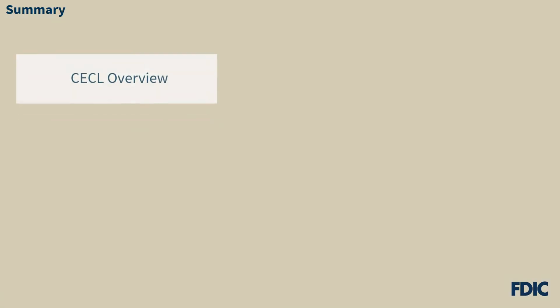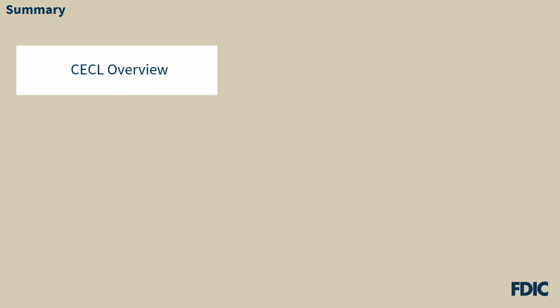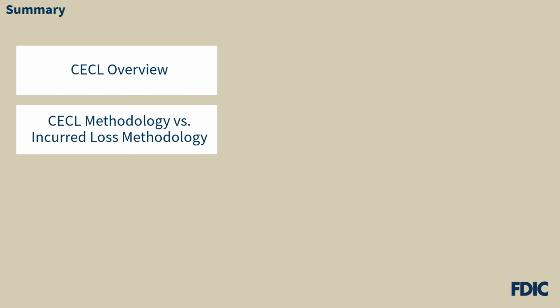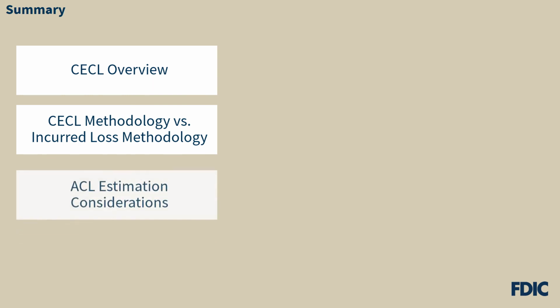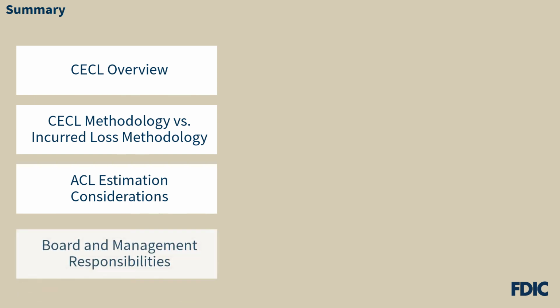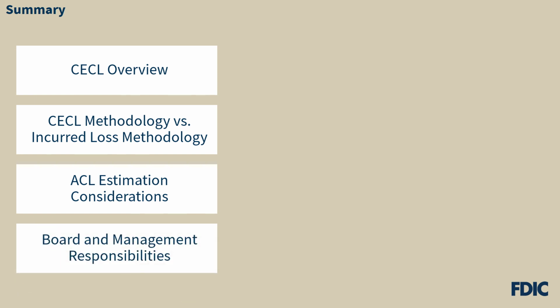In summary, in this video we provided an overview of CECL and reviewed how the CECL methodology differs from the incurred loss methodology. We also discussed the allowance for credit losses and talked about items to consider when estimating ACL levels. Finally, we reviewed board and management responsibilities regarding oversight and maintenance of the ACLs.